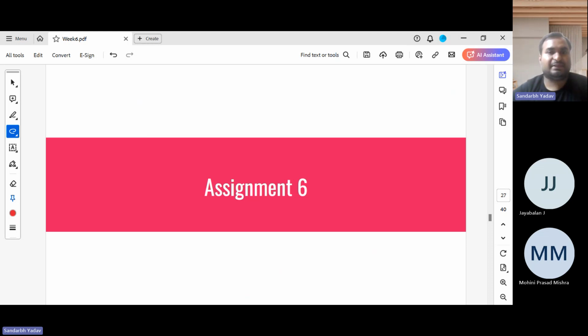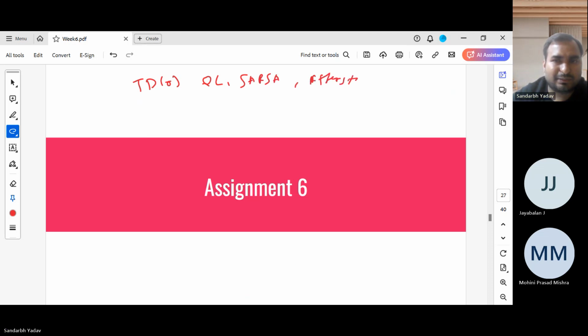So let's move to assignment 6. This week we have assignment questions on TD, then TD0, basically TD control like Q-learning, SARSA. After that there might be one question. Before that we had UCT and off-policy Monte Carlo. In this segment, as usual, I won't be giving you the exact answers, but I'll guide you through to the answers. So let's start.